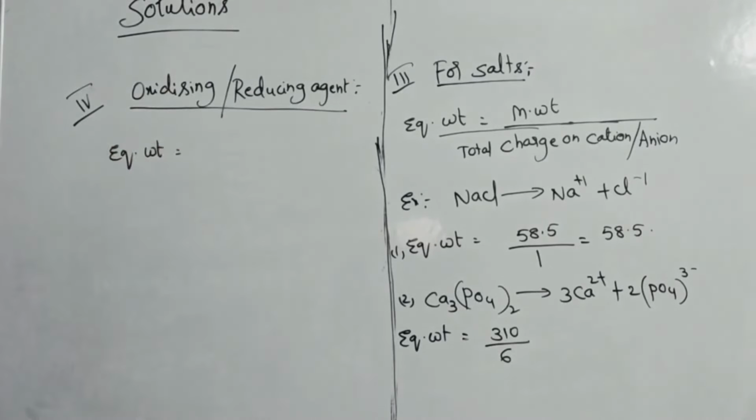Then we'll go directly to mole fraction. What is mole fraction? It is the ratio of number of moles of one component by total number of moles of all the components. Mole fraction is denoted by the letter x. Suppose there are 2 components, XA and XB. XA is NA by NA plus NB, and XB is NB by NA plus NB. These are the formulas to find mole fraction. Mole fraction does not have any units, and mole fraction is independent of even temperature also.